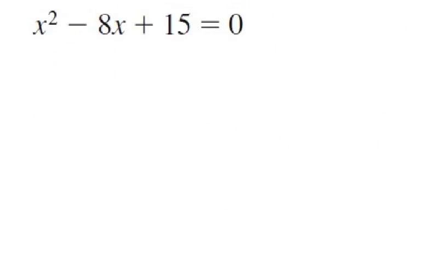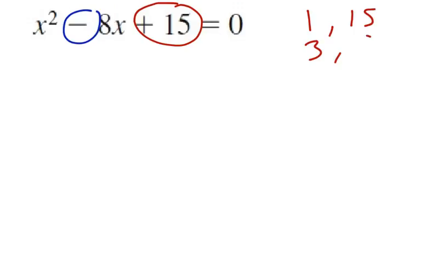Another example here, this time the minus sign is at the first part rather than with the number at the end. But we do the same thing. We start by looking at numbers that multiply to make plus 15. So it could be 1 and 15. It could also be 3 and 5.